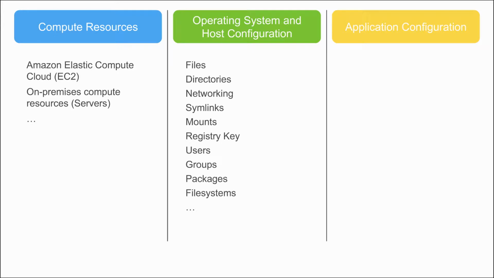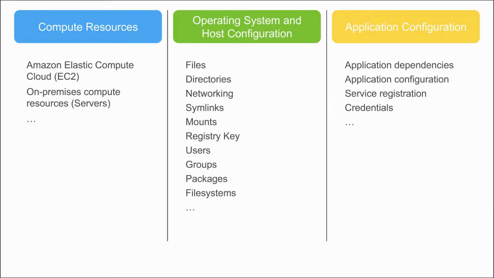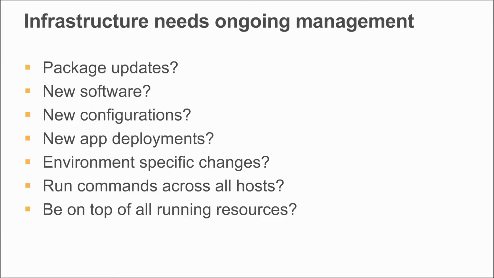When it comes to types of configuration that you can do on those compute resources, you have setting up files, setting up directories, defining networking settings, creating symlinks, mount points, registry keys, and many, many more. You can also support your applications, which have their own dependencies, right? And the application configuration itself, service registration, credentials, and a lot more things which relate to your application. And even after you use configuration management to do all of this, you'll still have some more work to do, because even after you have your application running, you're not really done.